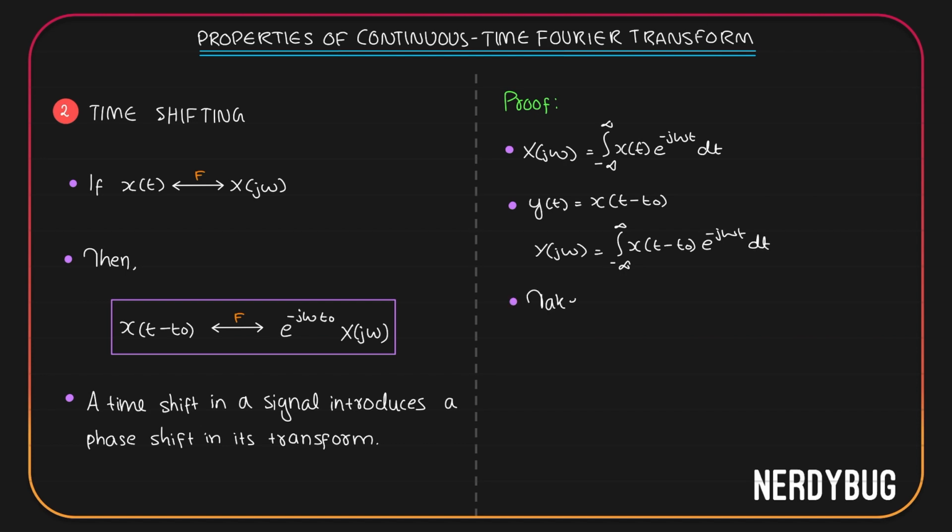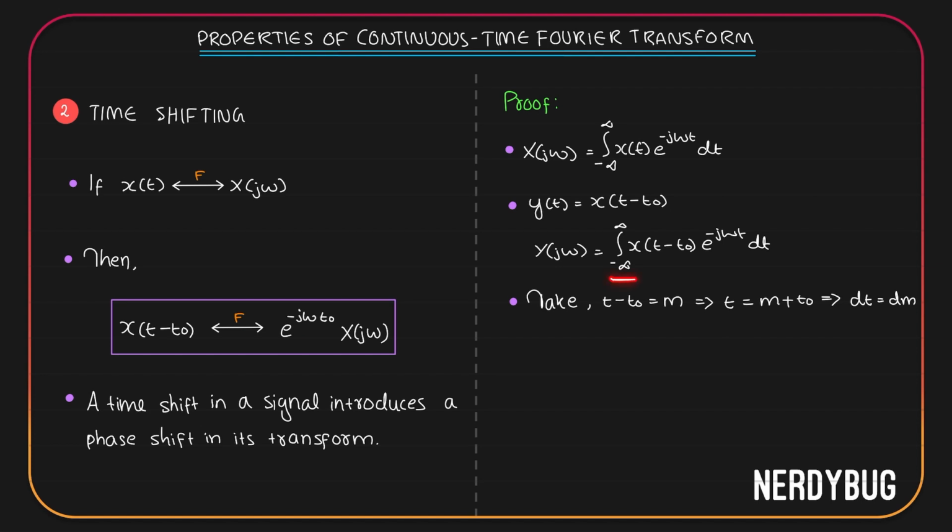Now let's do a trick. Let us take t minus t naught is equal to m. Then t will become m plus t naught. Then dt will become dm, because dt will be dm plus dt naught, but t naught is a constant, so dt naught is 0, so we get dt is equal to dm.